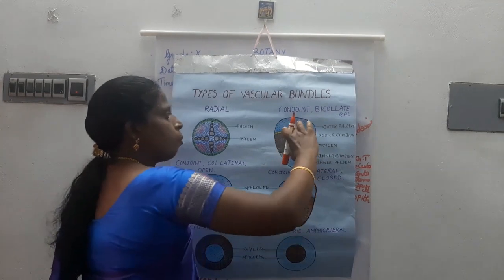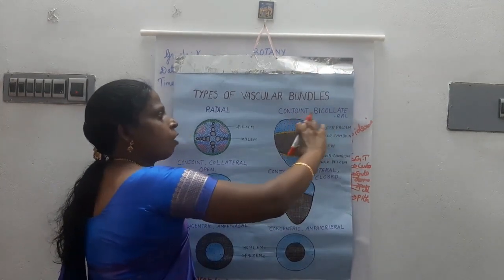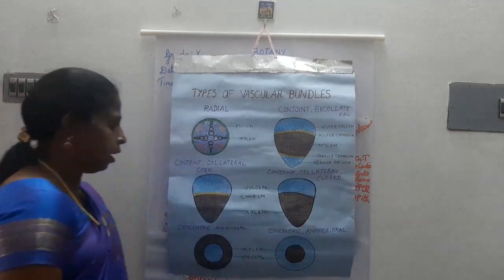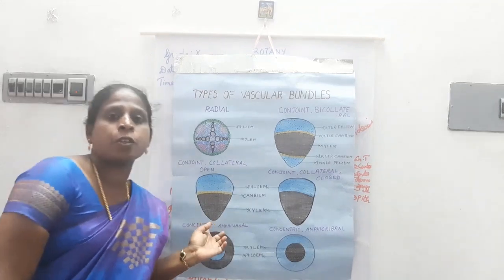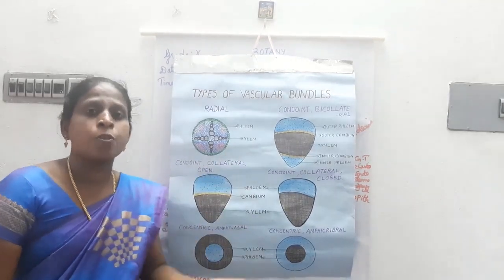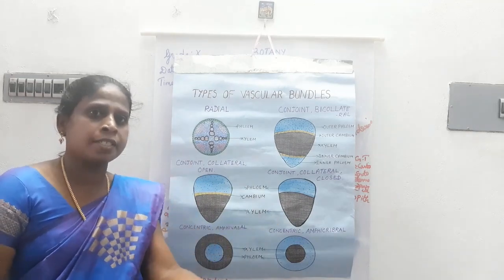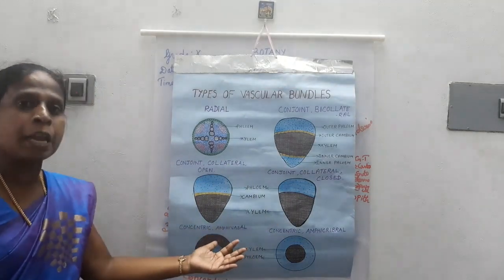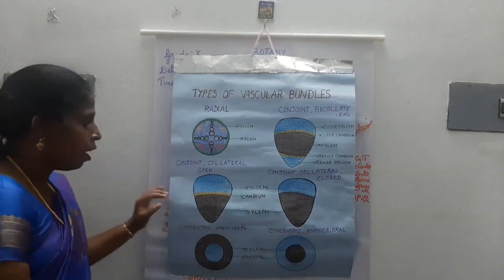Bicollateral means that if phloem is present on both sides, it is called a bicollateral vascular bundle. Next one is the concentric vascular bundle. What does concentric vascular bundle mean? Xylem surrounds phloem, or vice versa, phloem surrounds xylem. Based on that, it can be classified into two types: amphivasal and amphicribral.